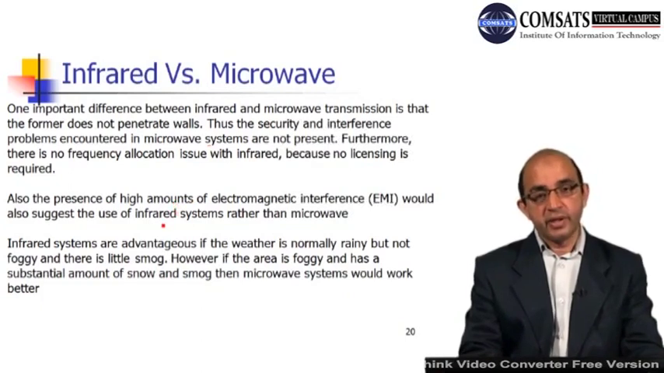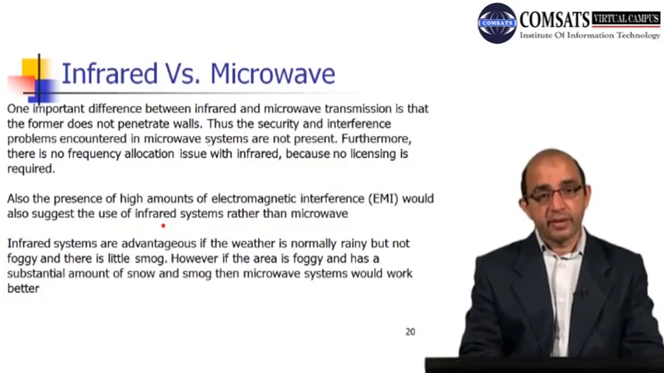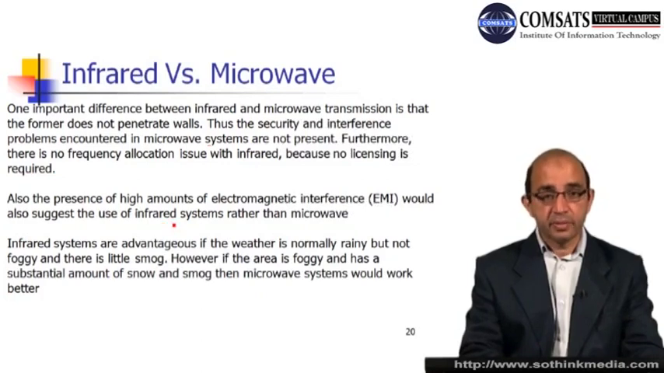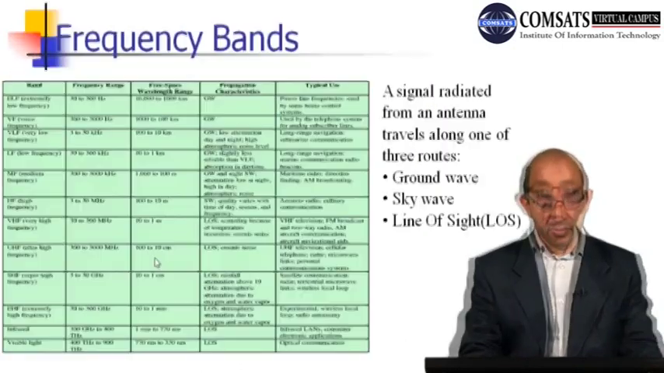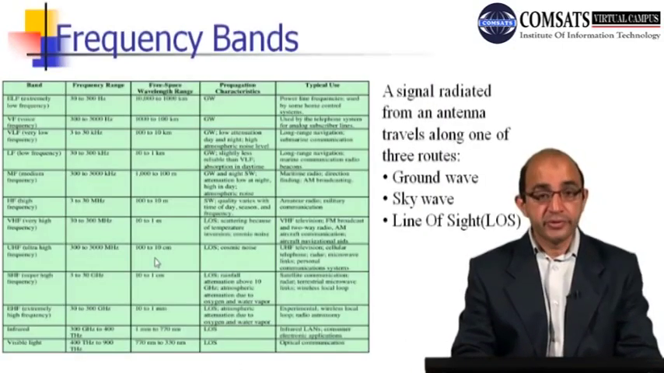So if there are chances of high electromagnetic interference, it's better to use infrared communication as opposed to microwave communication, because then we can avoid a greater amount of EMI or interference. And there are also some advantages regarding the weather in the case of infrared communication.